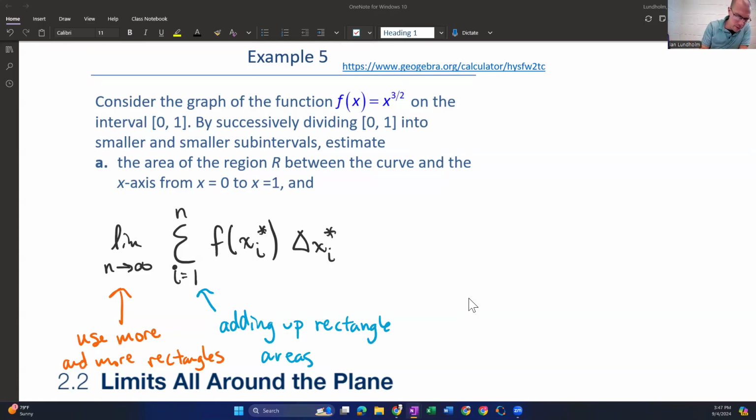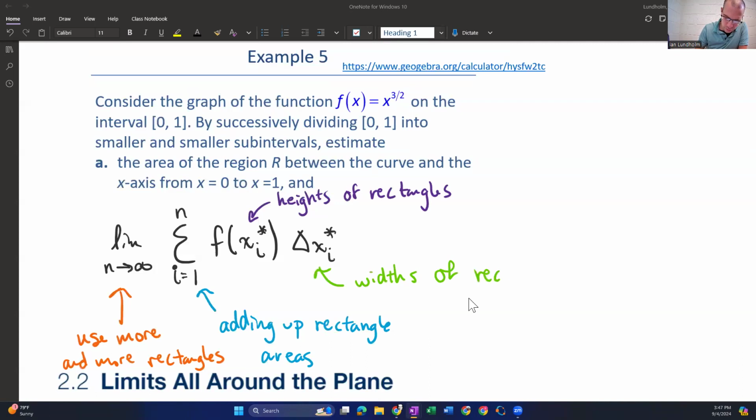All of these other ones are heights and widths of rectangles. This one is the output of a function. This is the heights of rectangles. This one is widths of rectangles. But I want you to notice that this limit thing shows up again. In this case, we're letting the number of rectangles go to infinity.